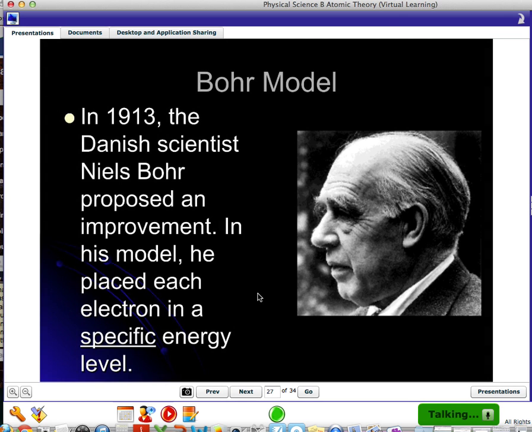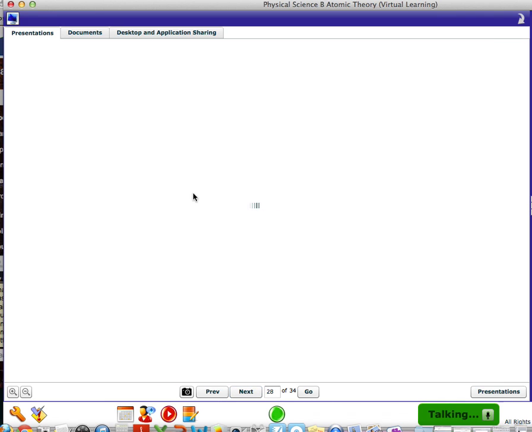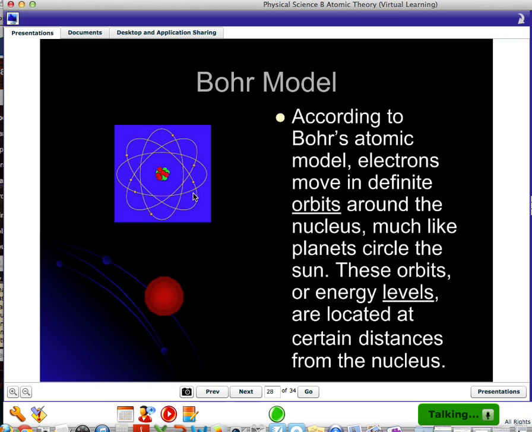Just a few years later, about 5 years later, Niels Bohr proposed a little bit of an improvement on Rutherford's idea of an atom. He put electrons in specific what we call energy levels. Okay, think about it like this: you're standing in the center holding on to somebody with one hand and you start to spin around, and then you add two people to your circle and you're in the center spinning two people around.